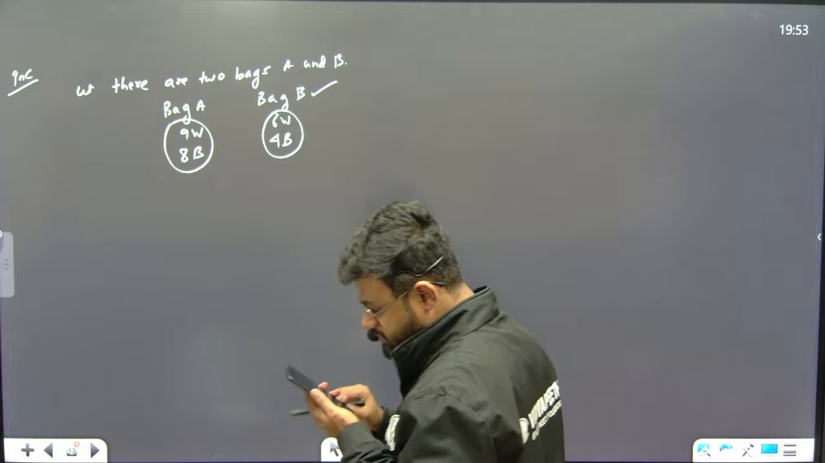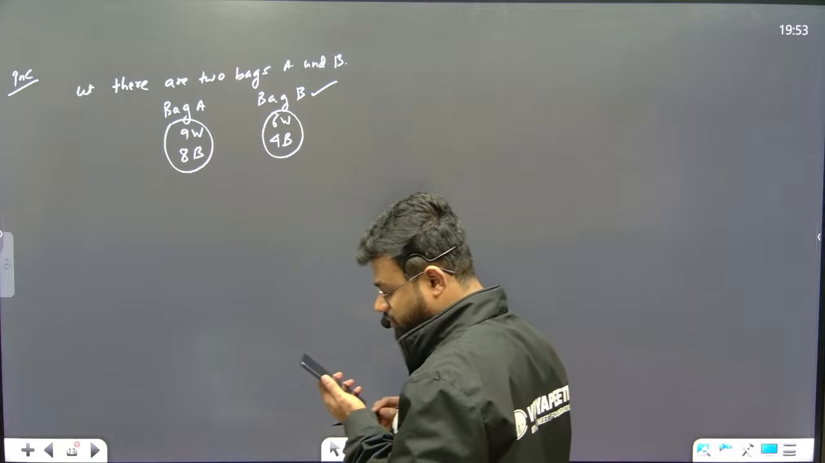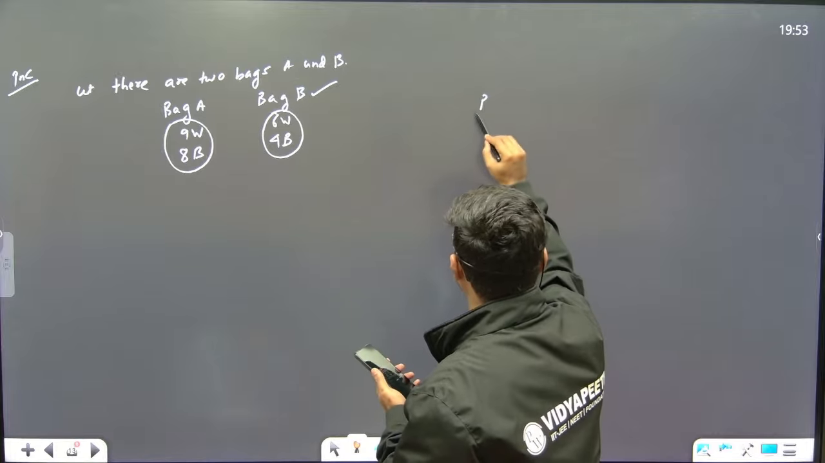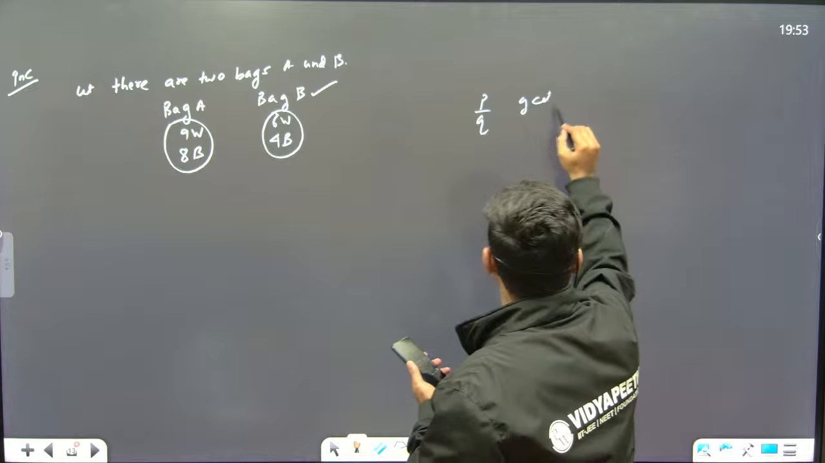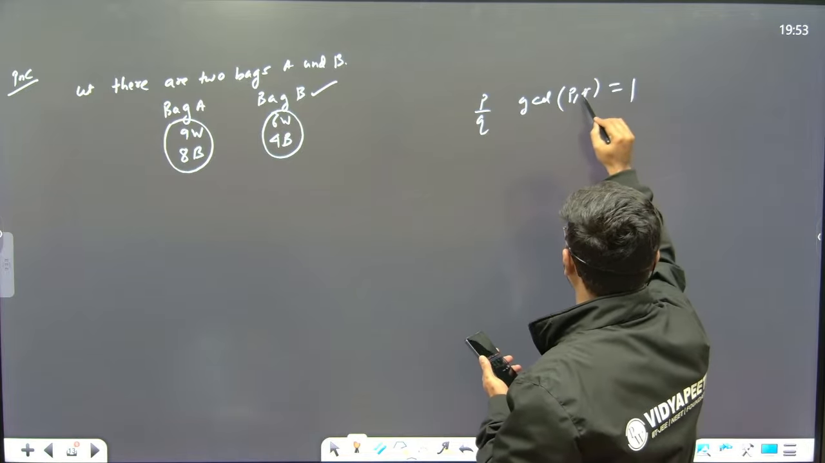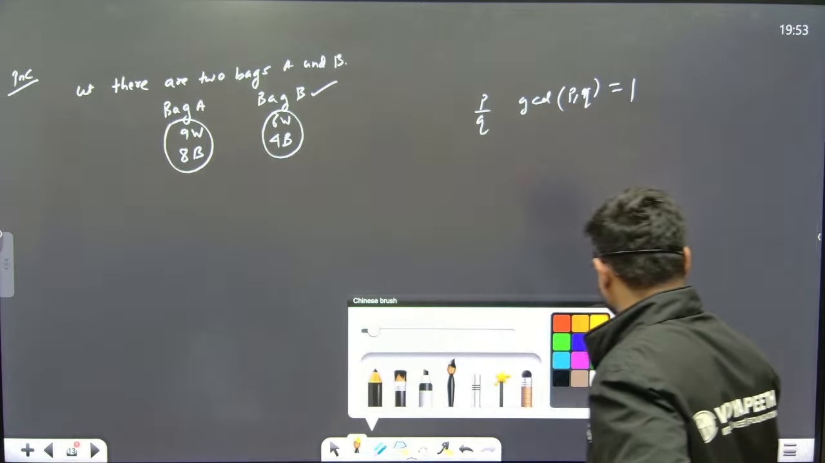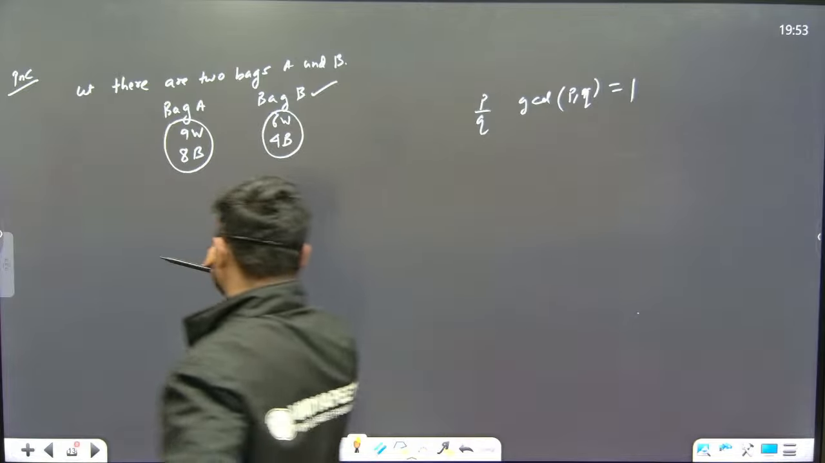Now a ball is randomly selected from bag A. If the probability that the selected ball is white is given as P by Q, where GCD of P comma Q is 1, so they are co-prime to each other, these numbers. Now again, I will just restructure my question once again.